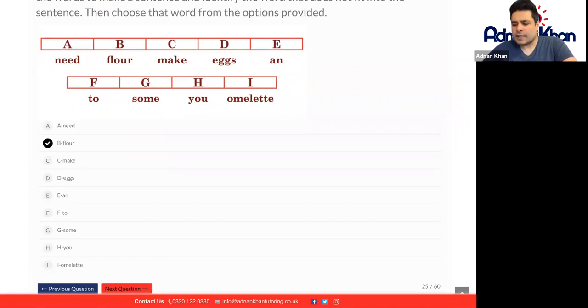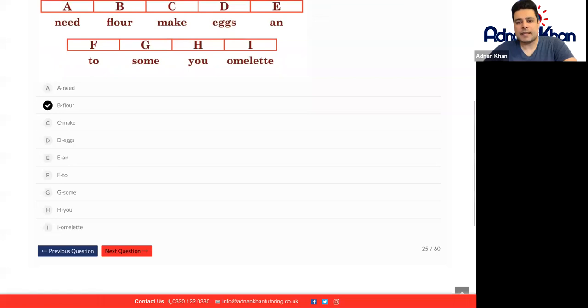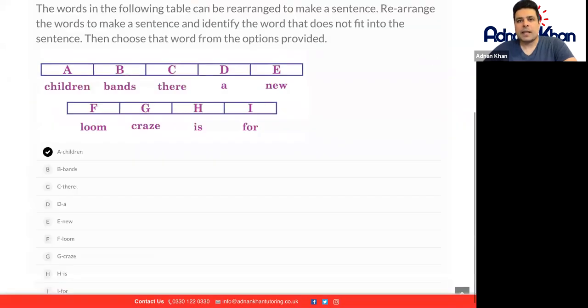So I would say that to make an omelette, you need some eggs. So we don't need B. B, flour, does not make sense in the context of this sentence. So we will select B as our answer. Let's move on to the third question in shuffle sentences.